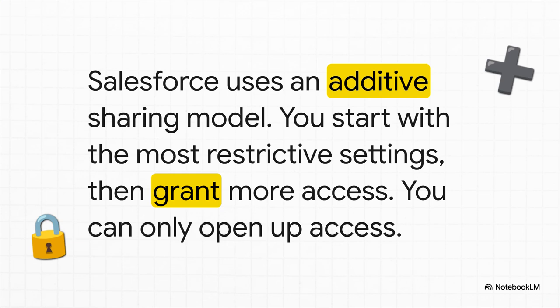Now, here's probably the most important thing to wrap your head around. Salesforce has what's called an additive model. That means we start with everything completely locked down. Every door is bolted, every window's barred. Then, piece by piece, we start granting access. It's a one-way street. You can always give more access, but you can never use a tool to take away access that was granted by a more basic layer.